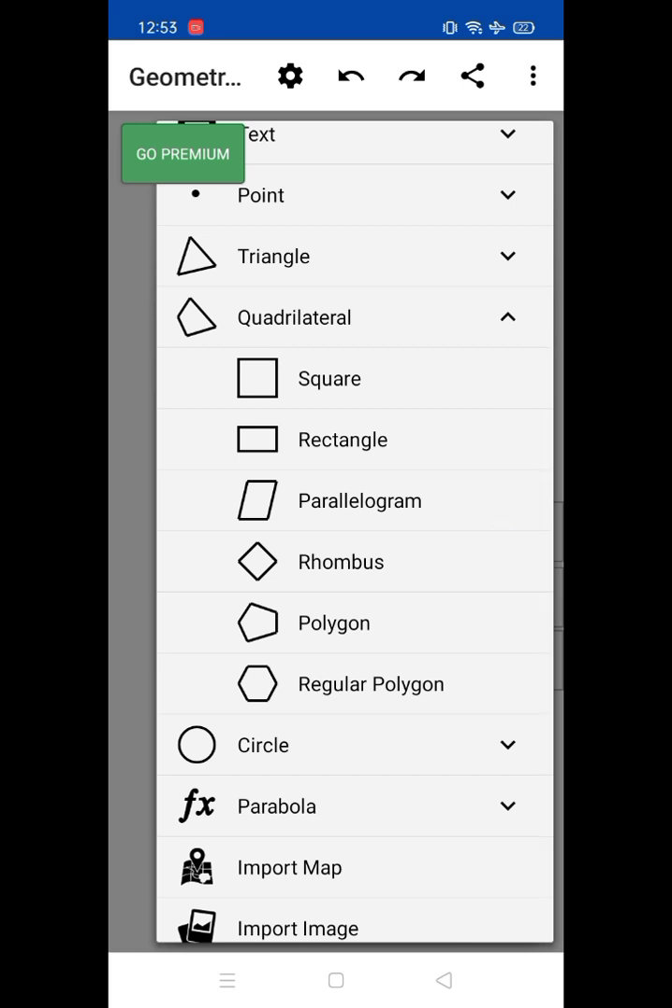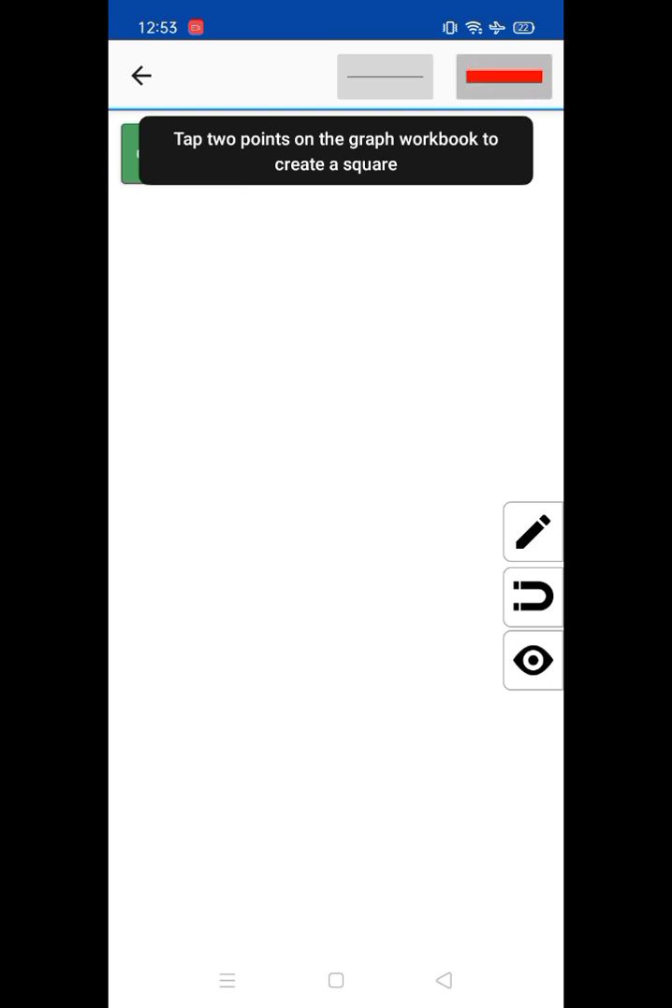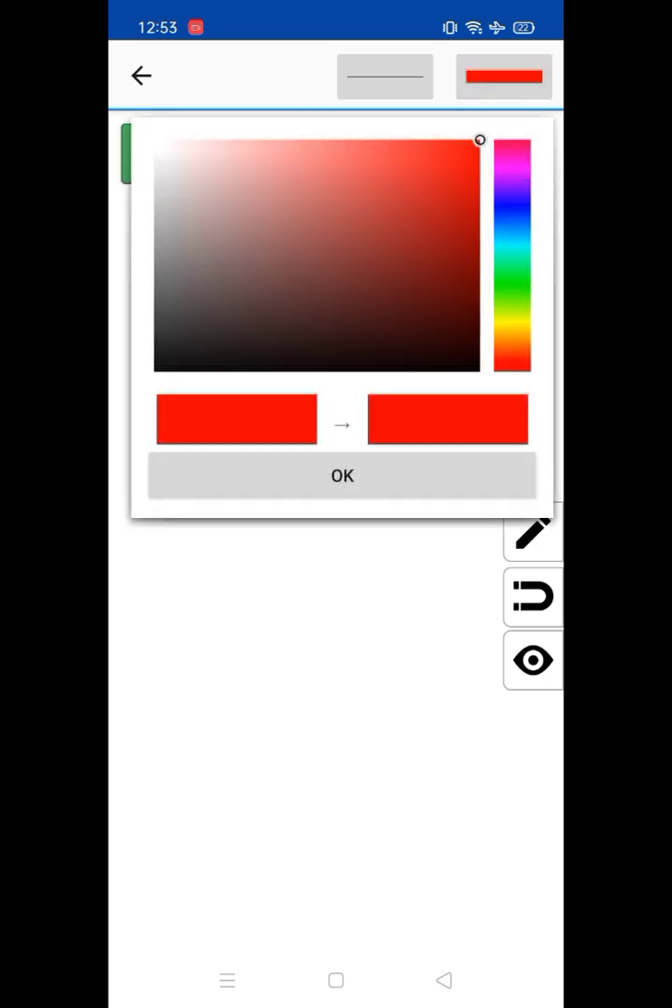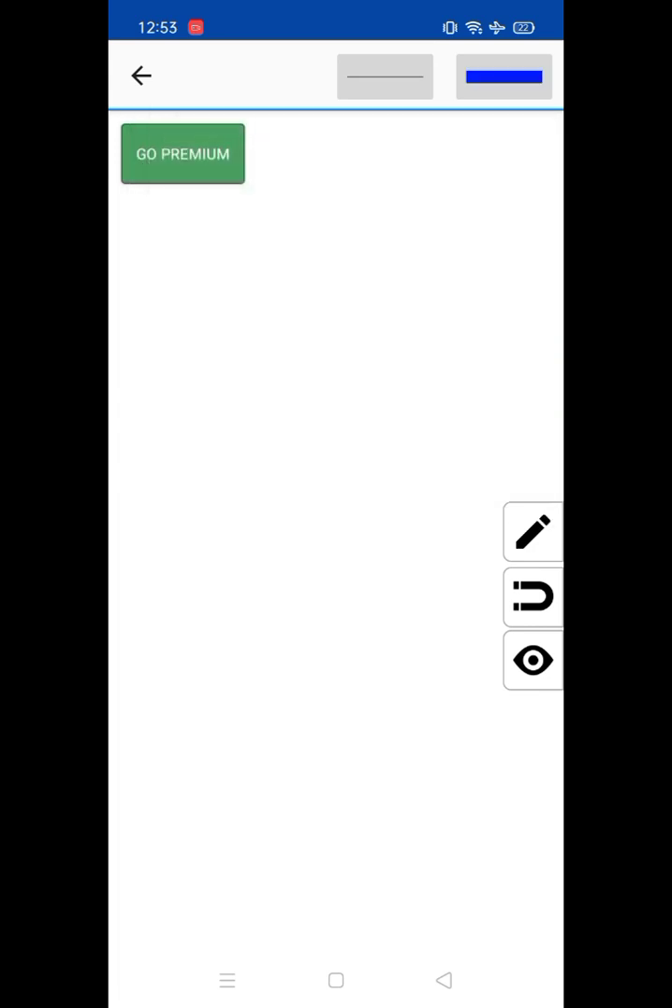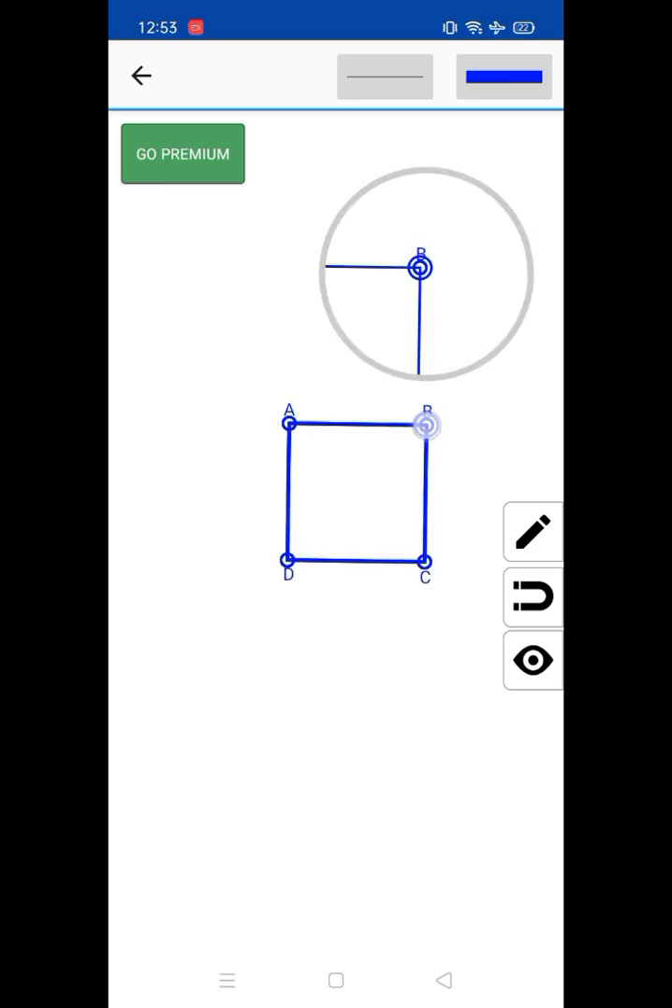For example, let us pick the square and change the color. It is your own preference, of course. For me, I want to use blue. I want to draw it here, tap 2 points, just like it is said in the instruction. So yeah, we have now the square ABCD, and AB is parallel to DC, as well as AD and BC. We can see also that their interior angles are all equal to 90 degrees.